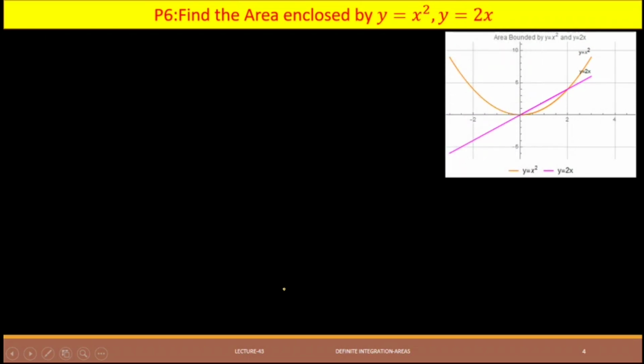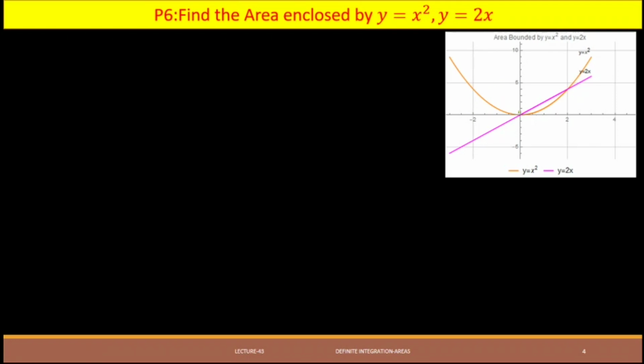Here is the first problem in this lecture. Find the area enclosed by the curves y is equal to x square, y is equal to 2x. If I plot these two graphs, then I will be getting this graph. The parabola y is equal to x square is represented in the orange color curve, and that of y is equal to 2x is a line passing through the origin, and it is given by the magenta color line here.